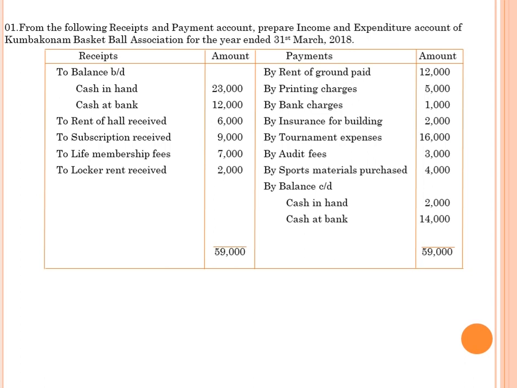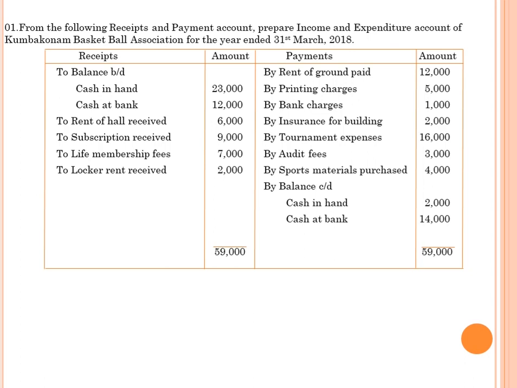The first 2 columns I am going to read, receipt side. To balance brought down, cash in hand 23,000, cash at bank 12,000, rent of hall received 6,000, subscription received 9,000, life membership fees 7,000, locker rent received 2,000, total 59,000, total receipt.